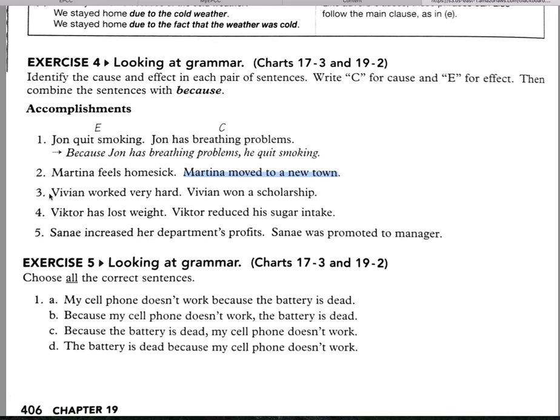All right, let's look at number 3, ladies and gentlemen. Vivian worked very hard. Vivian won a scholarship. Ask yourself, what is the cause and what's the effect? So here, this is your cause. Vivian worked very hard. The effect, Vivian won a scholarship. Your new sentence with because: because Vivian worked very hard, comma, she won a scholarship. Or you can also say, Vivian won a scholarship because she worked very hard. Same thing.